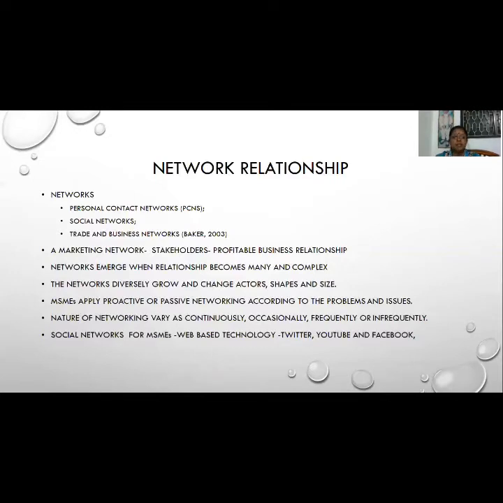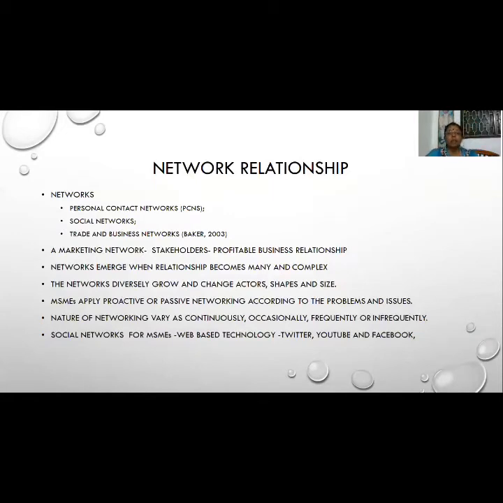SMEs, particularly, want to apply proactive and passive networking according to the problems they have. First, they must approach which network links they must have perfectly. This networking may be continuous, occasional, frequent, or infrequent. So it's very important to define which link must be conducted continuously, which occasionally, which frequently, and which infrequently. SME owners want to decide according to the pace, problems, and issues they have.